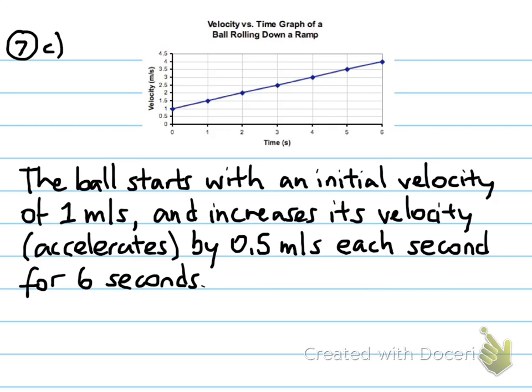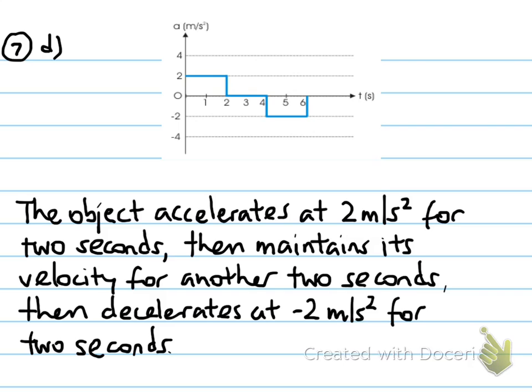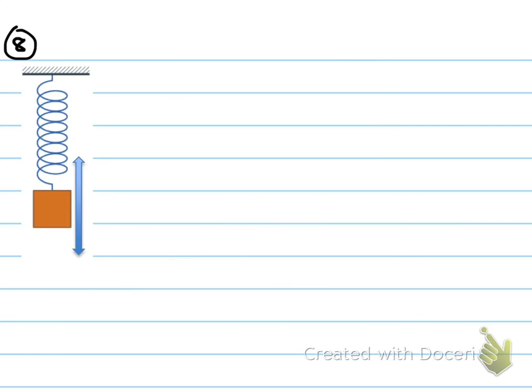For C, the ball starts with an initial velocity of 1 meter per second and increases its velocity, as you can see there, by 0.5 meters per second each second for 6 seconds in total. Okay, so you include all the information that's present. This one, it's not a specified object, so you just say the object accelerates at 2 meters per second for 2 seconds, then it maintains its velocity for another 2 seconds, then it decelerates at -2 meters per second for the 2 final seconds.